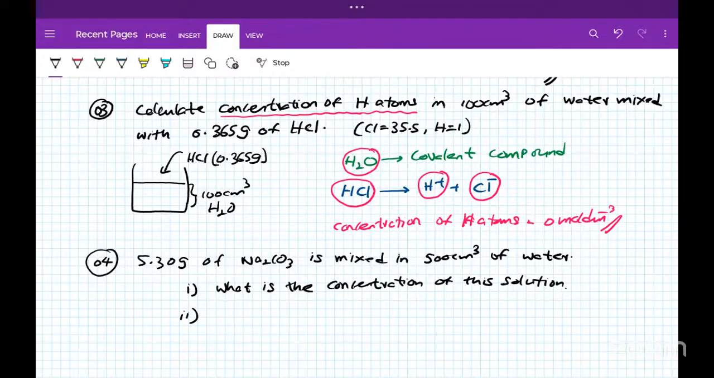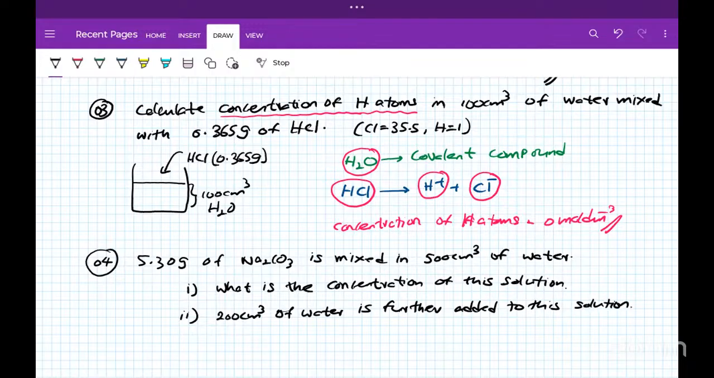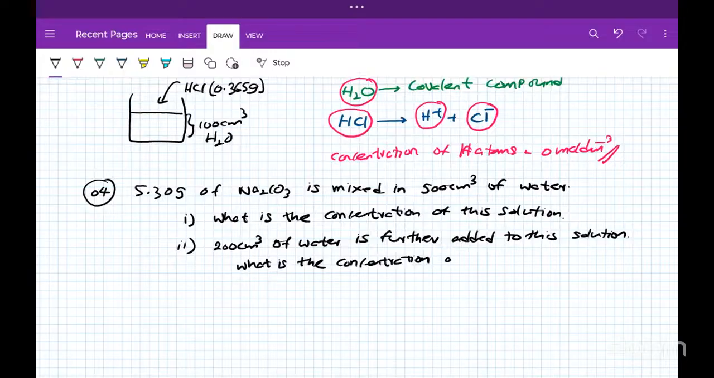Number 2. 200 cubic centimeters of water is further added to this solution. What is the concentration of the solution?